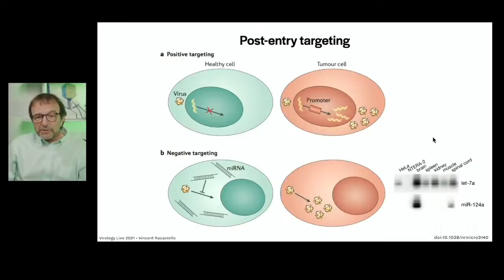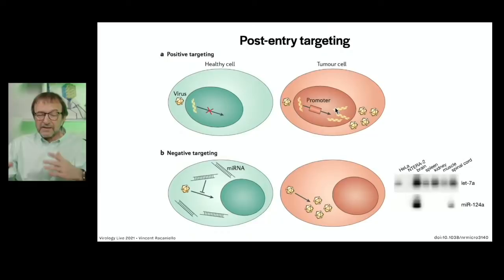We also do post-entry targeting. This is very clever also. So here we have two examples of positive and negative. So in positive, we design the vector with a promoter that doesn't work in normal cells, only works in a tumor cell. So if the virus vector gets into a normal cell, nothing happens. If it gets into the tumor cell, the promoter works, reproduction occurs, and you have tumor killing.